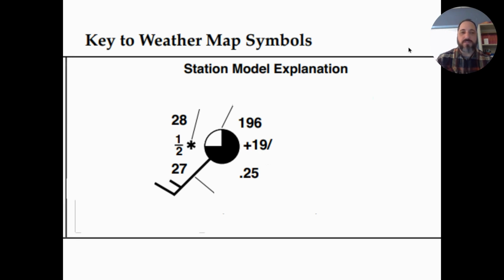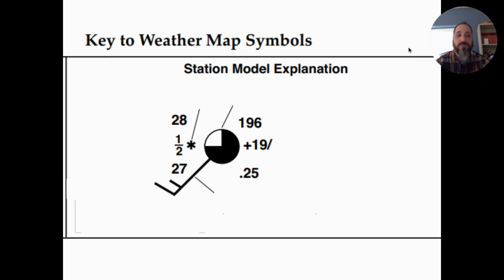All right, Earth Science students, so in the last video we talked about our different weather variables, and today we're going to be talking about how we can represent those variables on a weather map. So in front of you is a key to weather map symbols. This can be found in your reference table on page 14, and it explains how we use these symbols, these weather station models, to show our different weather variables.